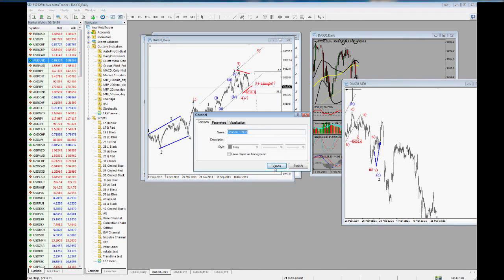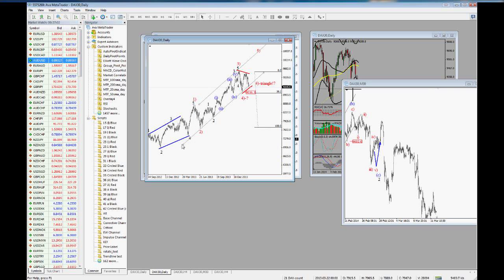Now, if you are familiar with Elliott wave channels, then you know that if you will connect, just a second. Just a second, traders.